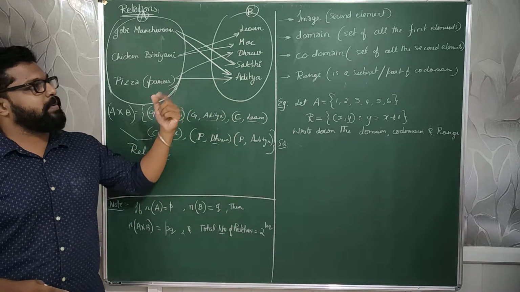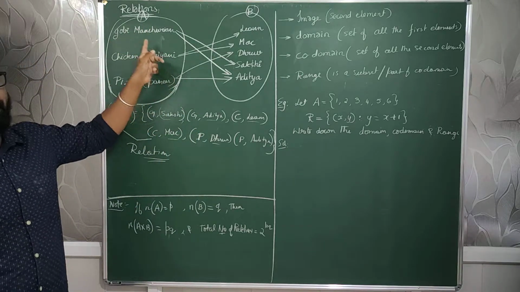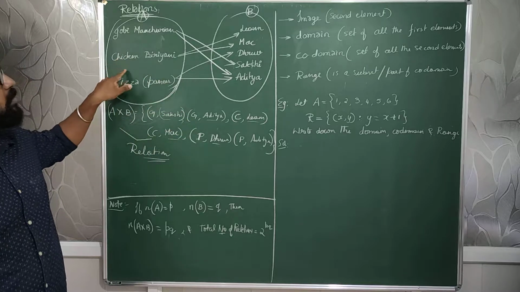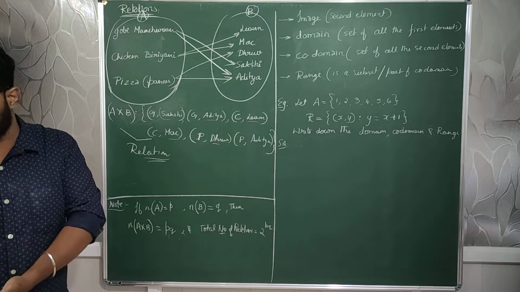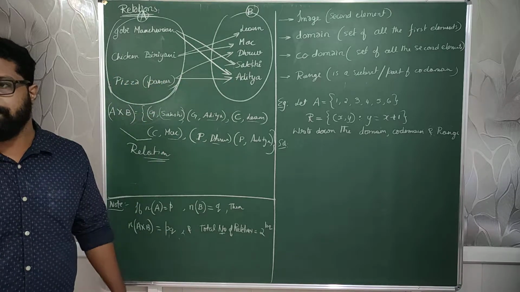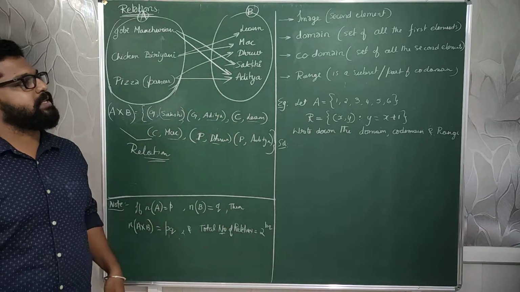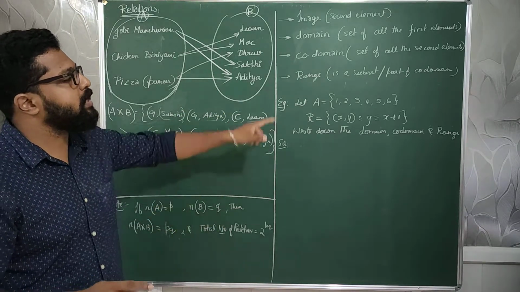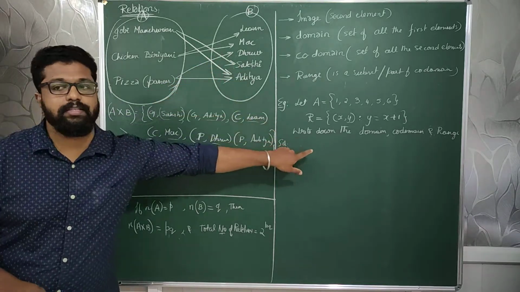Then the domain, the set of all the first elements. That is nothing but my menu card. Which are the things I have to supply? That is nothing but my domain, from where I am trying to supply. Then codomain, the set of all the second elements. I'll explain what that means.